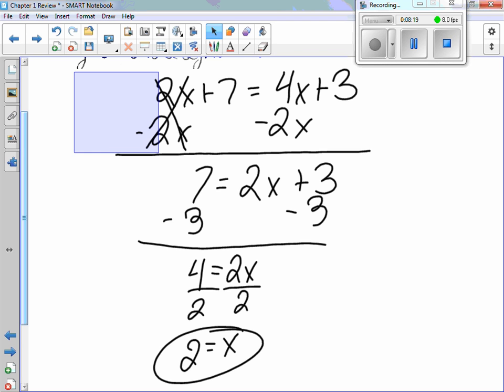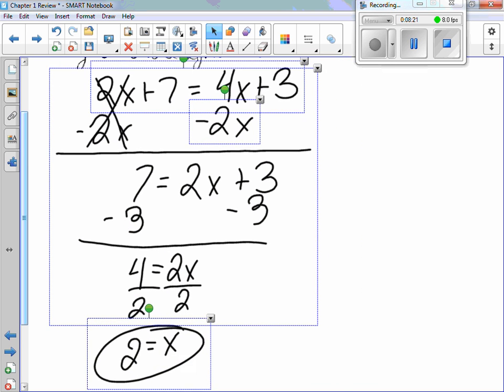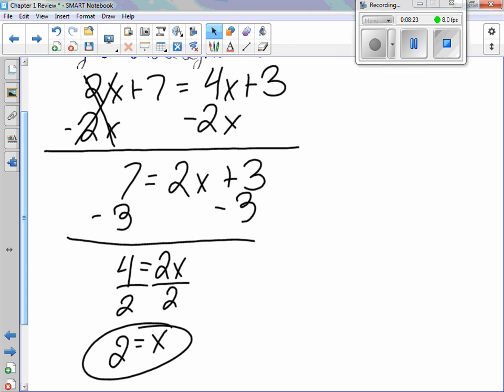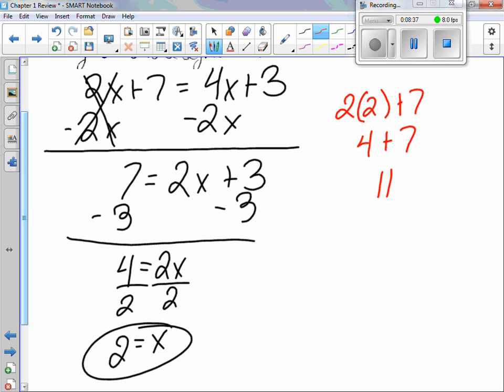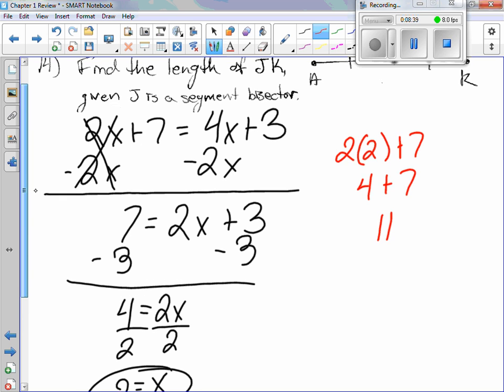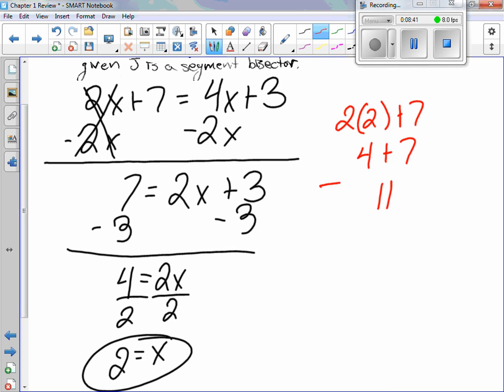Any questions on how we found the value of x? We good with that there? Now to find the actual answer, we have to plug it back in, so we can do 2 times 2 plus 7. 2 times 2 is 4. 4 plus 7 is, and we wanted to know what? I think it was JK. So JK equals 11.